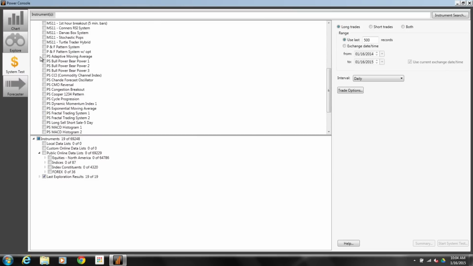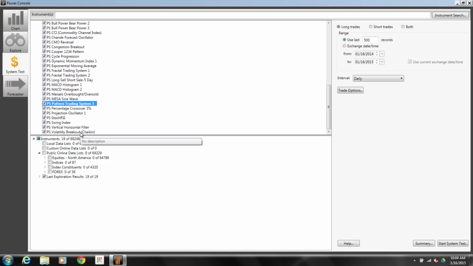And what we're going to do is choose these PS systems in here. These are called the performance systems. And there's 26 different performance systems that are built in to the system tester, the expert, to help you manage trades. So let's go ahead and just select all these. And now what we want to do is take these 26 strategies and put them against one stock. So let's start with, say, Microsoft. So I'm going to take these 26 strategies, put them against Microsoft, and see how they've performed.